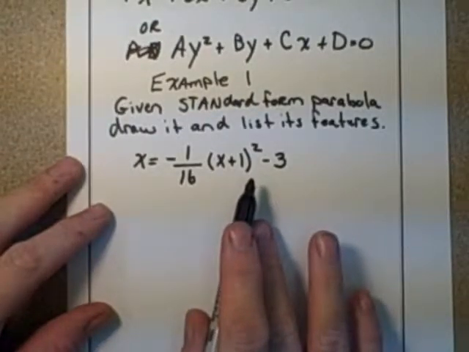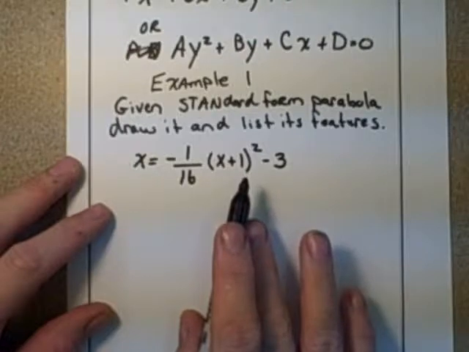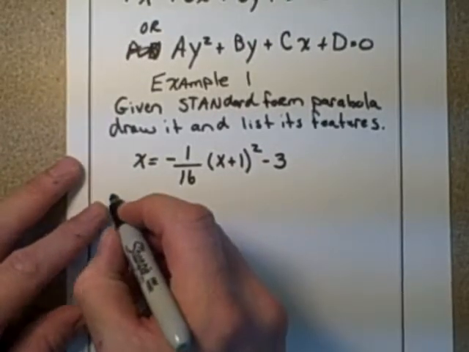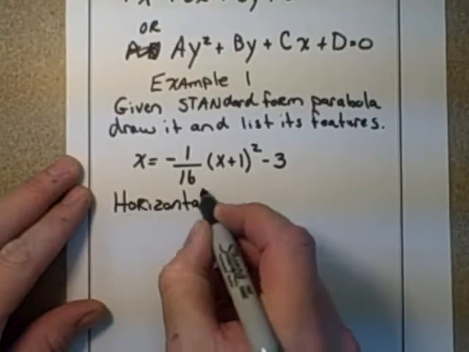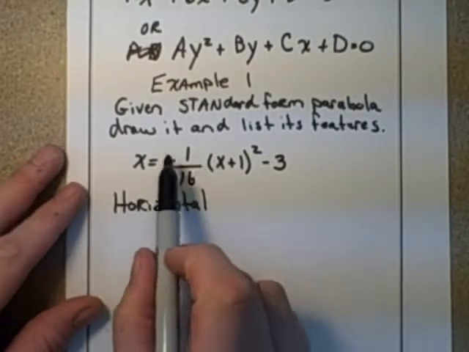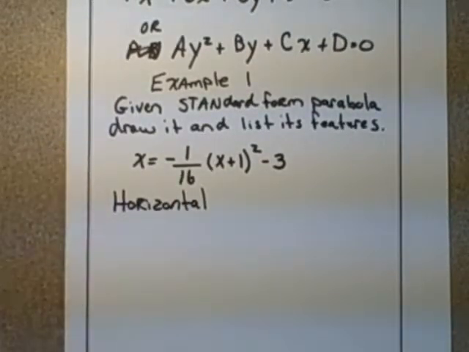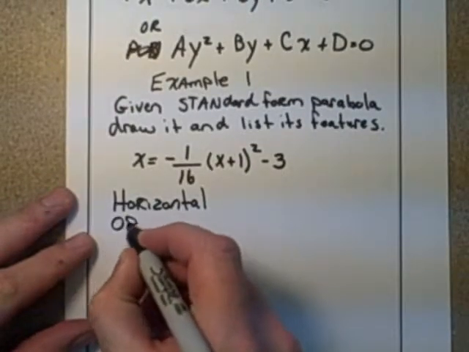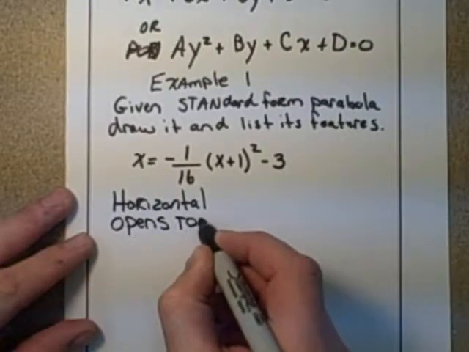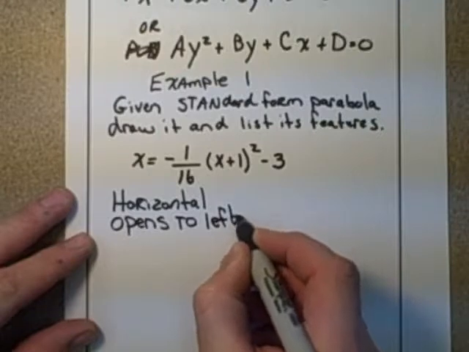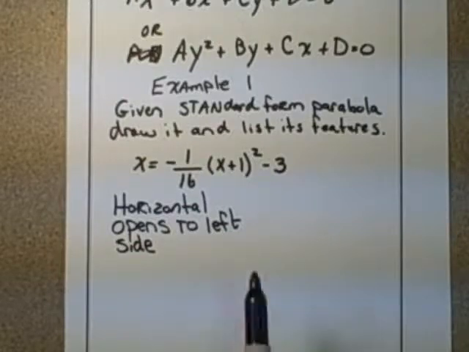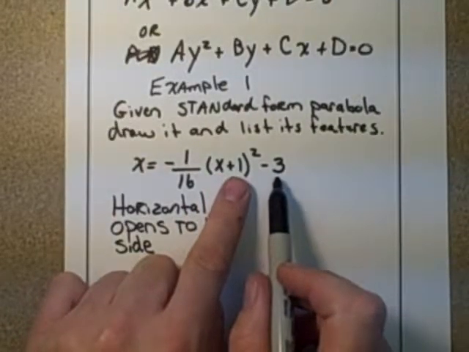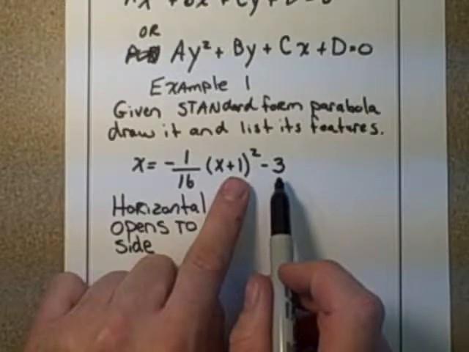So first of all, because it's an x equaling parabola, we know that this is a horizontal parabola. And because there's a negative sign in front here, that would lead us to get a negative p, we know that it's going to open to the left. Then we look at these h and k values to figure out what the vertex would be.